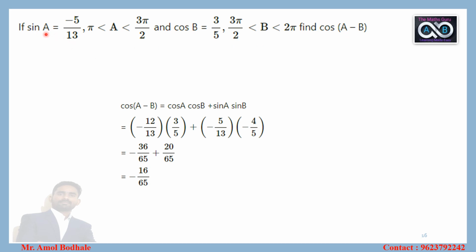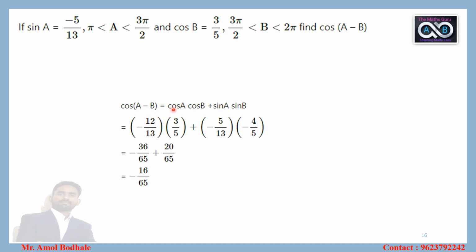As we have already been given sin A and cos B, using this sin A we can find cos A, and using cos B we can find sin B. So we have already found these values in the previous example. What is the expansion for cos of A minus B? It is cos A cos B plus sin A sin B. As we know, the expansion of cos is cos cos sin sin, with minus becoming plus.